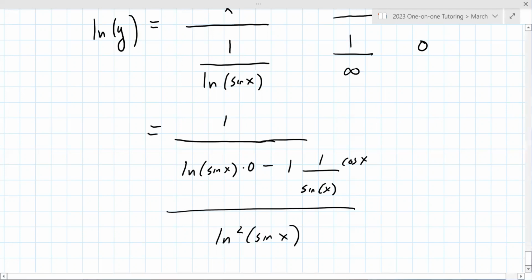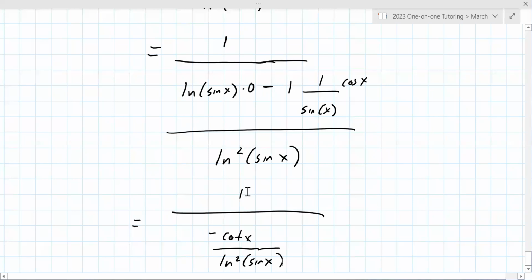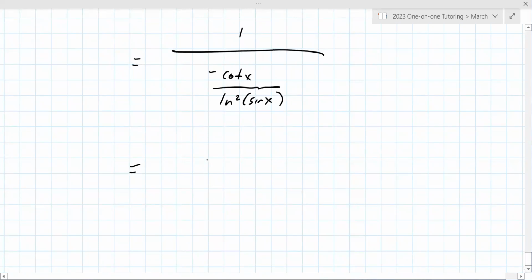Okay, and now what we can do, this becomes, just clean this up here, 1 over minus cotangent x over the natural log squared of sine x. And if that goes up here, will that work? It will not work, but it is another indeterminate form. So this we change to natural log squared of sine x over minus cotangent x.